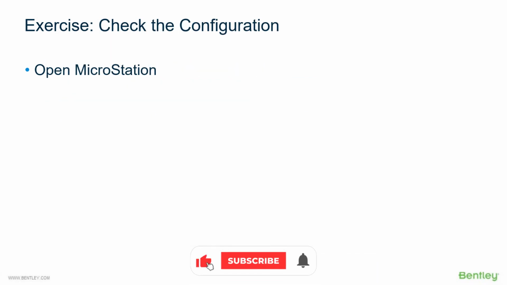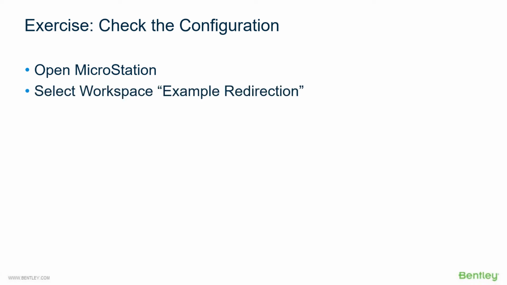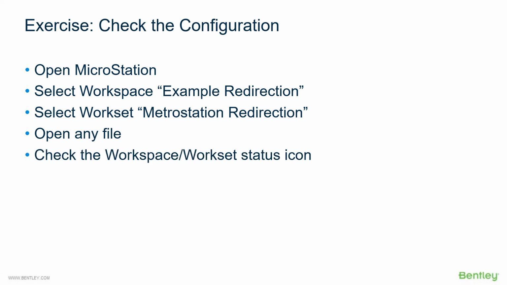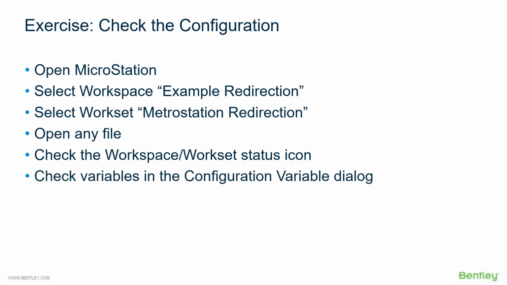Now that we've edited those files, we will open MicroStation and check our configurations. So with MicroStation open, these are the steps we'll follow. We will select Workspace Example Redirection, then select WorkSet MicroStation Redirection. We can open any file using the Browse button. We'll check the Workspace WorkSet icon to verify that we have a valid workspace in WorkSet. We will then open the Configuration Variable dialog box and check our variables.